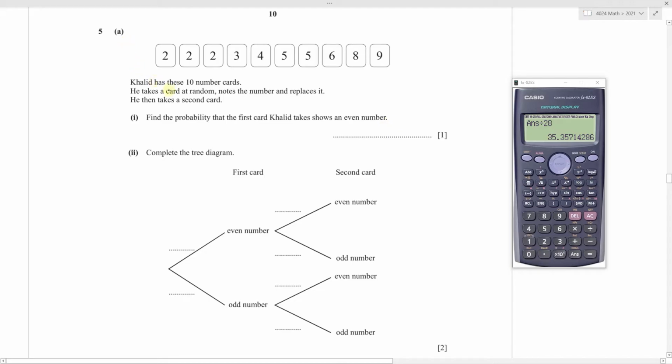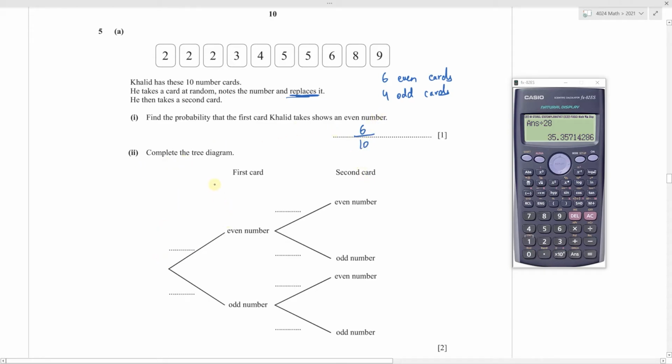Question 5, part A. Khalid has these 10 number cards. He takes a card at random, notes the number, and replaces it. He then takes a second card. Find the probability that the first card Khalid takes shows an even number. So you have 1, 2, 3, 4, 5, 6 even cards, and 1, 2, 3, 4 odd cards, and total 10 cards. 6 plus 4, 10. So 6 out of 10 are even cards, so your probability is 6 over 10.